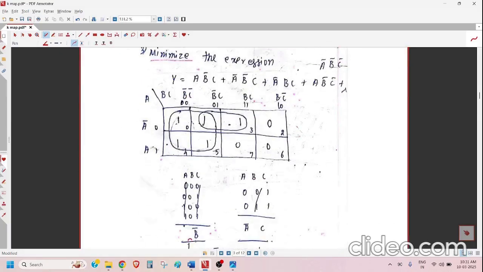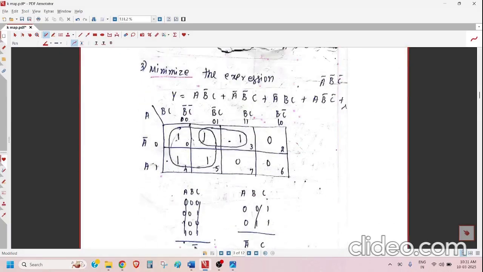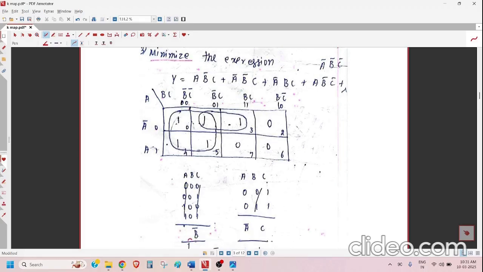Okay, next we go for minimize, that is the minimize kind of sums. So you can see the first sum, it is a 3 variable K map. They ask us to minimize the Boolean expression, that is y is equal to A into B bar into C plus A bar B bar C plus A bar B C plus A B bar C bar plus A bar B bar C bar. So first you have to draw the K map, first you have to plot the K map.